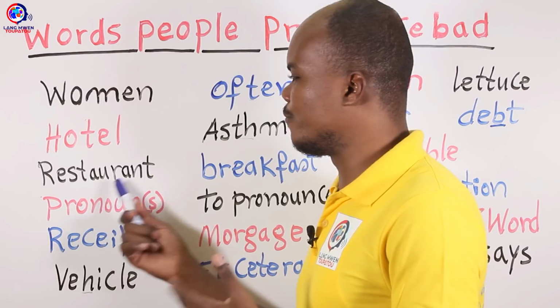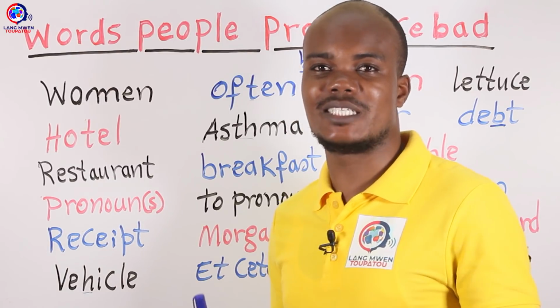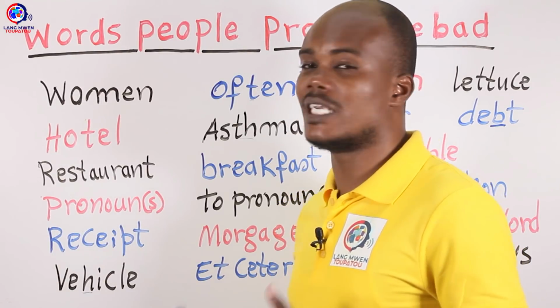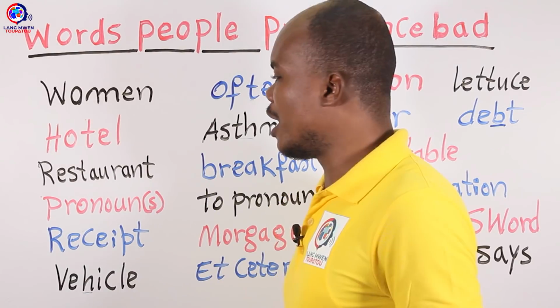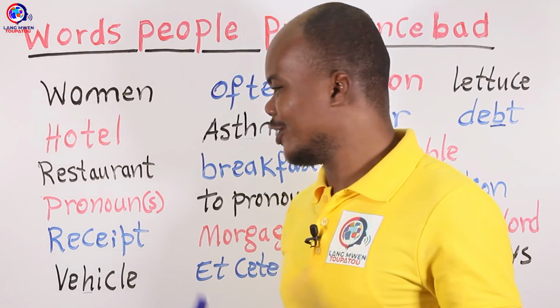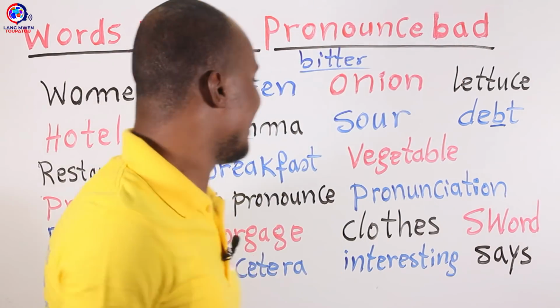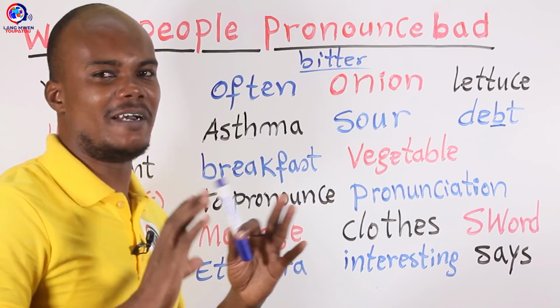And the stress is on the first syllable. Et puis stress là, il est dans la première syllabe. Accent dans la première syllabe. You say restaurant. I'm going to the restaurant. Good. And next word is very important and it's common.